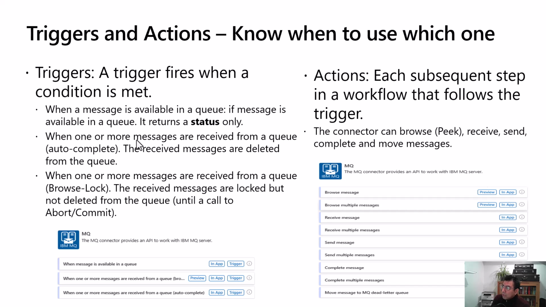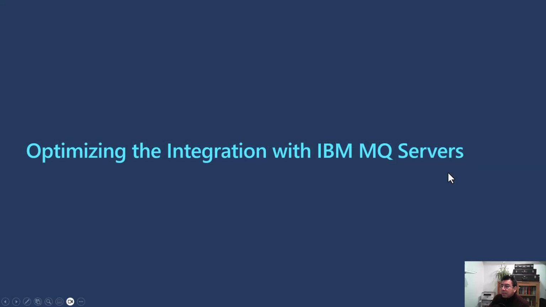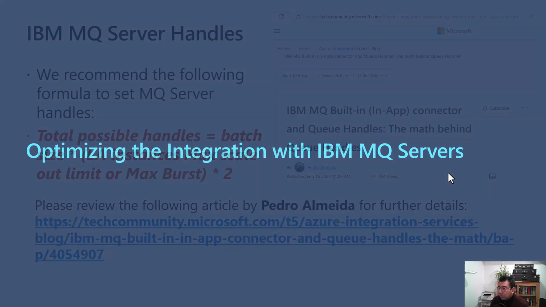Actions, each subsequent step in a workflow that follows the trigger. The connector can browse, pick, receive, send, complete, and move messages. So then we have triggers and we have actions. Now, let's briefly talk about how to optimize the integration with IBM MQ servers.